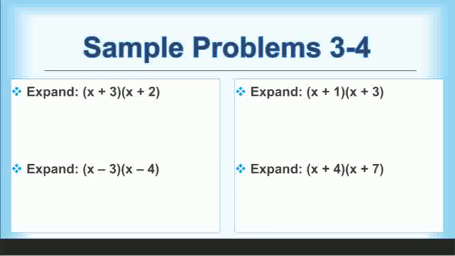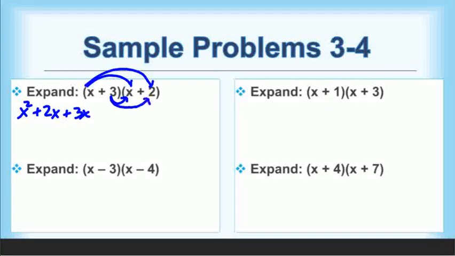Next one. Here they want us to expand. So again, using the FOIL method. So here we go, x times x is x squared. x times 2 is 2x. 3 times x is plus 3x. 3 times 2 is plus 6. Combine our middle two terms, so that would be x squared plus 5x plus 6.